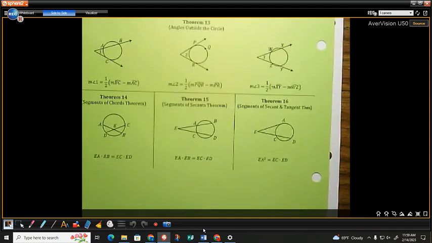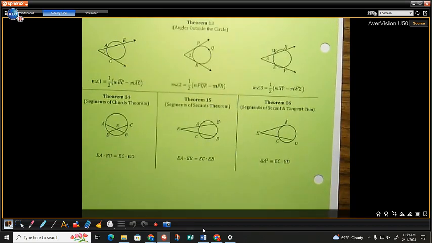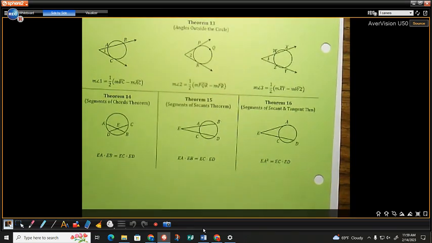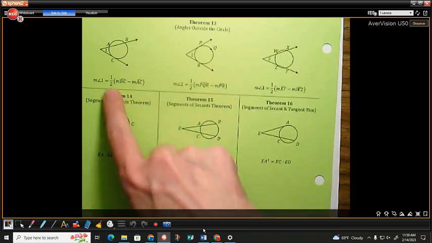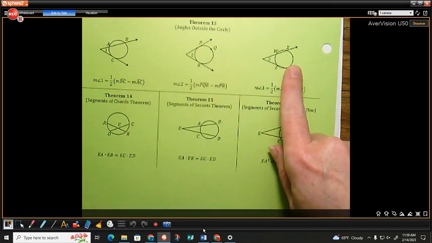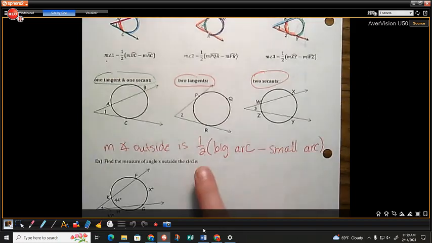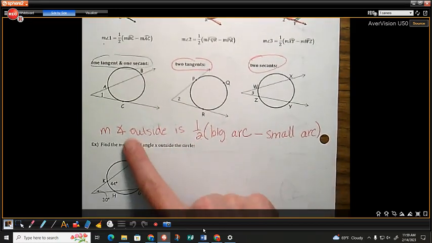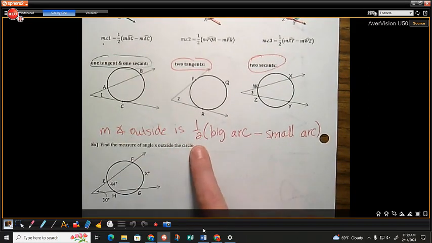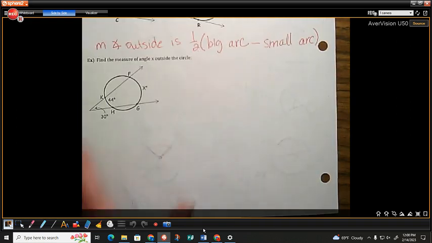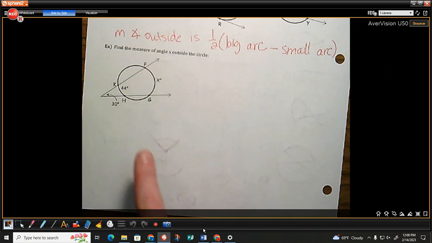On your formula chart, on the back side, it doesn't use the nice simple words. It uses the formulas. But now you've talked about it and heard us say that, oh no, it just means the measure of the angle outside is half the big arc minus the small arc. So let's attempt one. Get together with your team, figure this one out.